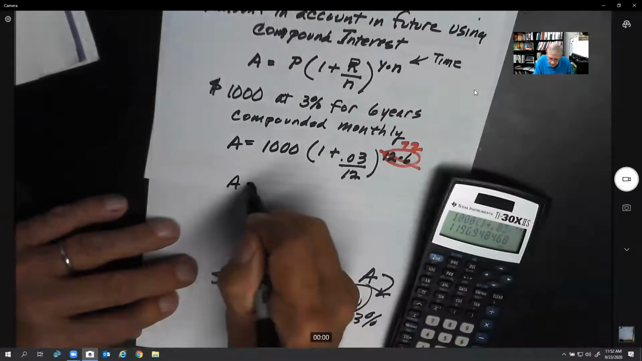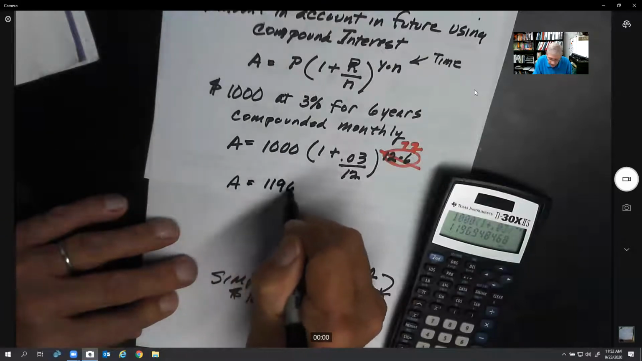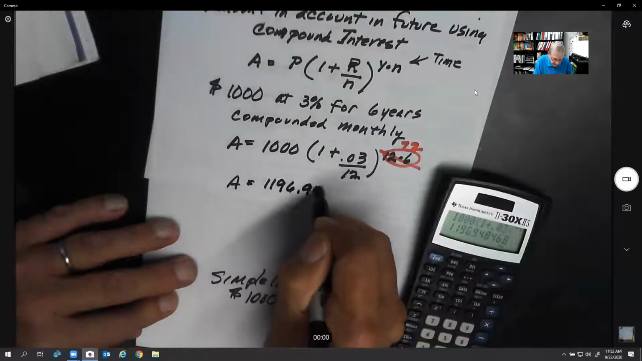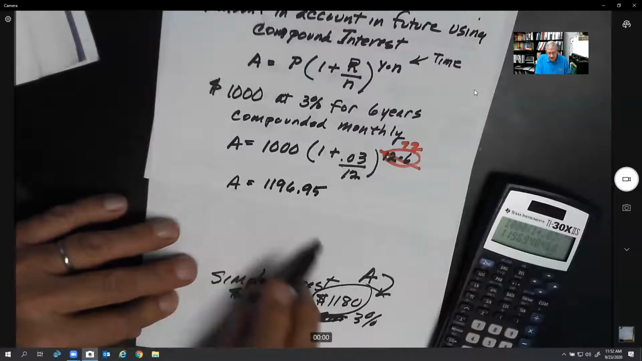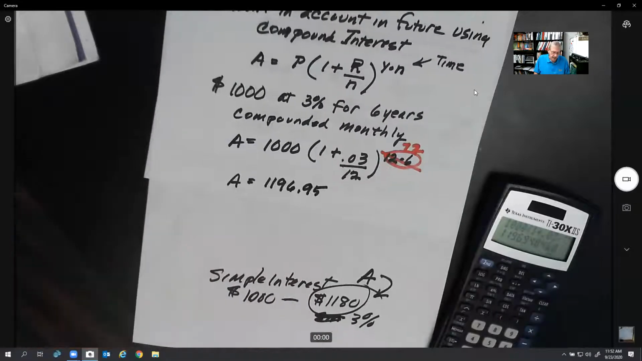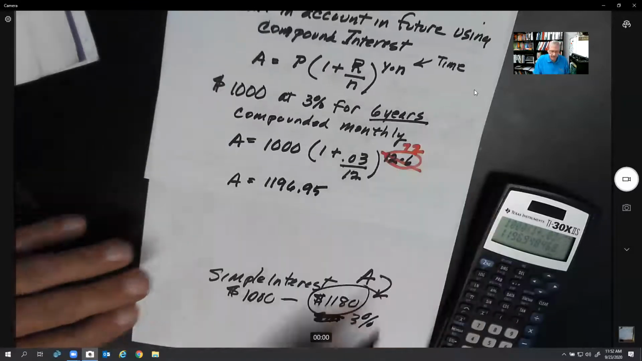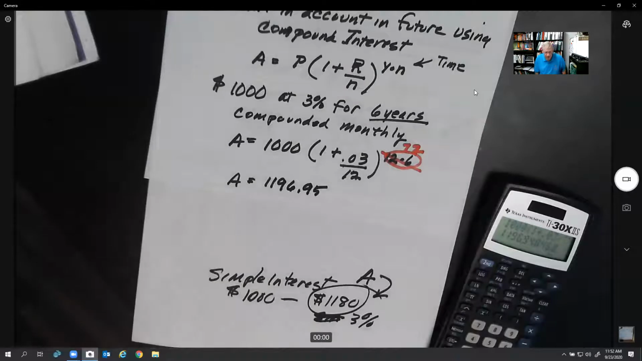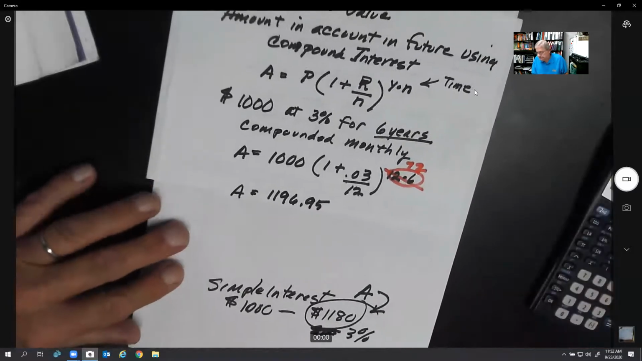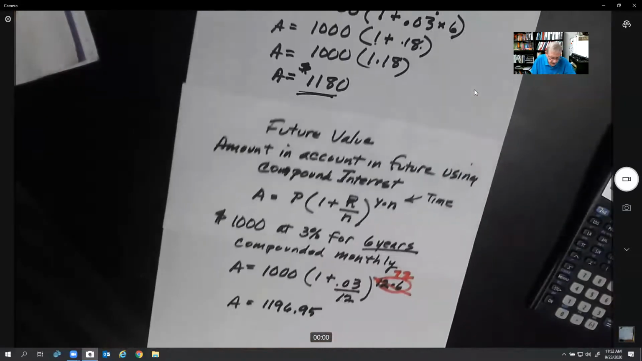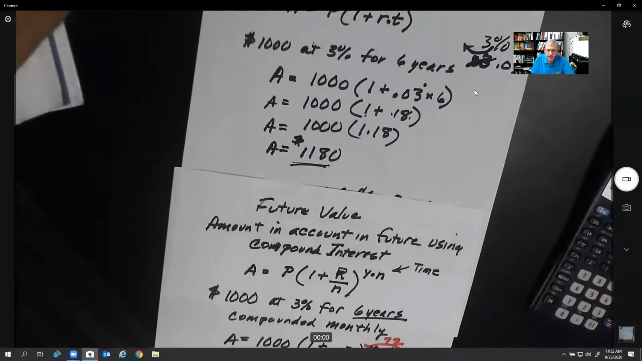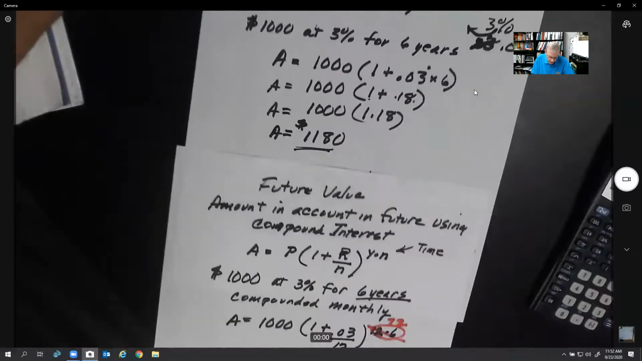At the end of this period of time, you have $1,196.95 coming to you. So you gained about $16, $17 by doing it by compound. But this is a short period of time. So normally we are going to use this for a long time. Okay. So that's the difference between simple interest and compound interest. All right. Let's look at another example here.